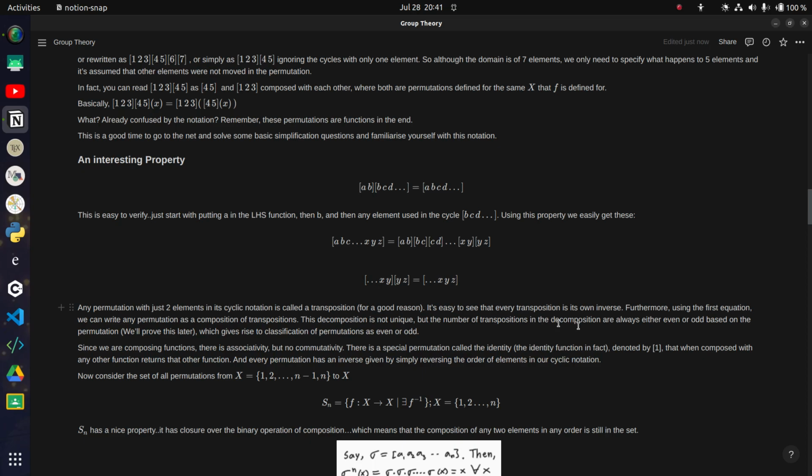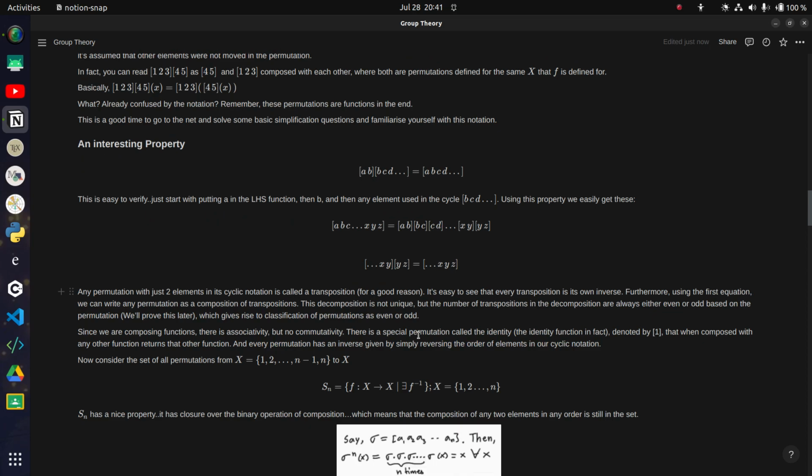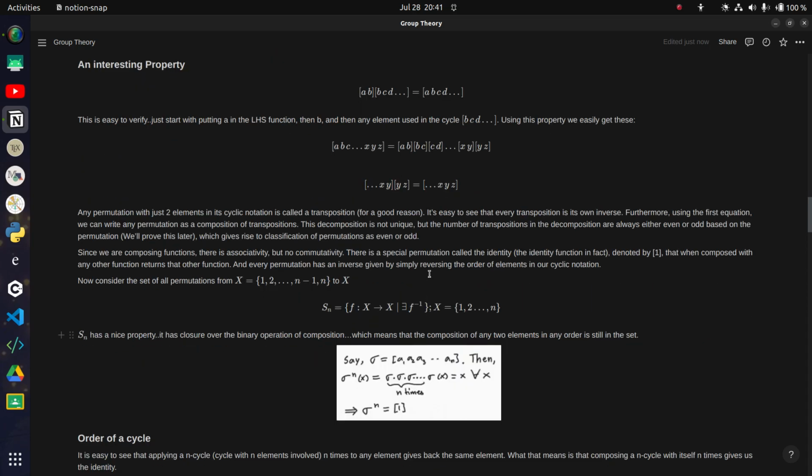Right. Okay, so these are either always even or odd based on the permutation. And so this gives rise to classification of permutations as odd or even. And that also leads to some more definitions.